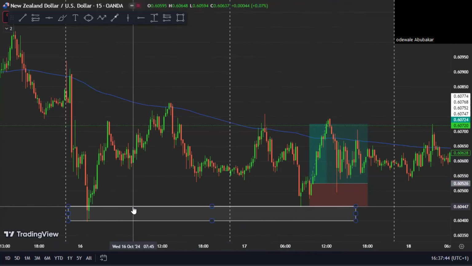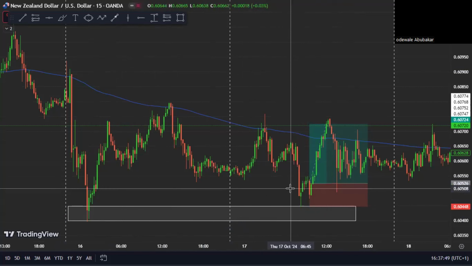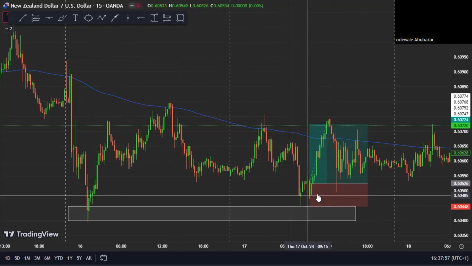When price came back to that zone, which we can see here, I waited for price to form a double bottom or W pattern. Then I took the trade. You guys can see how profitable this trade is. I took the trade right here.